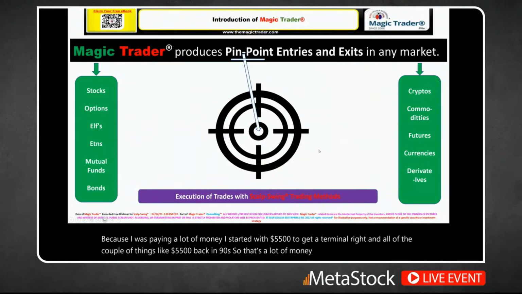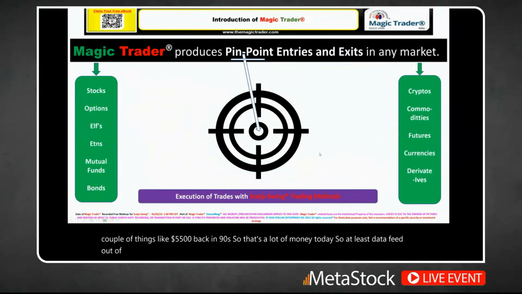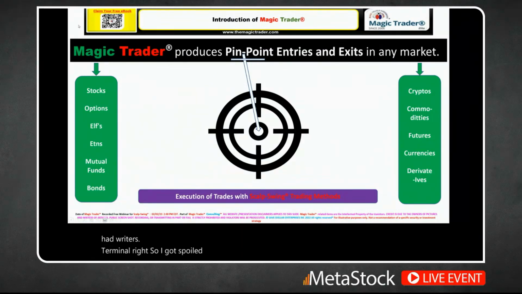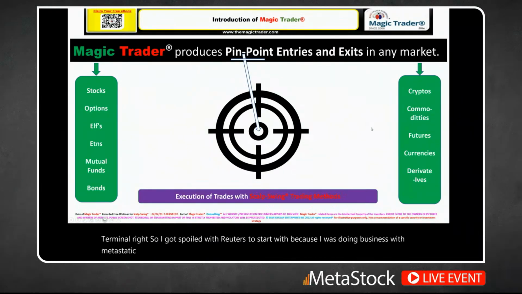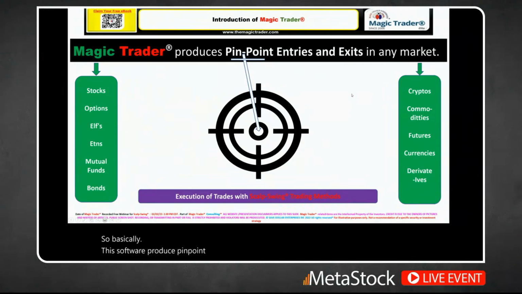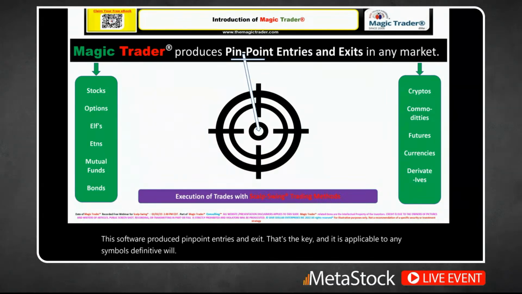So at least the data feed out of that. Some of the terminals were Reuters terminals, and I got spoiled with Reuters to start with because I was doing business with MetaStock anyway. Basically, this software produces pinpoint entries and exits. That's the key, and it is applicable to any symbols Refinitiv produces on the data feed.